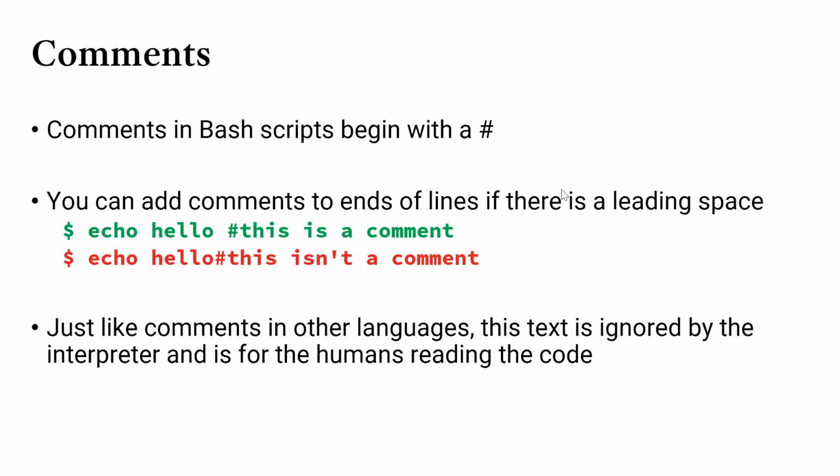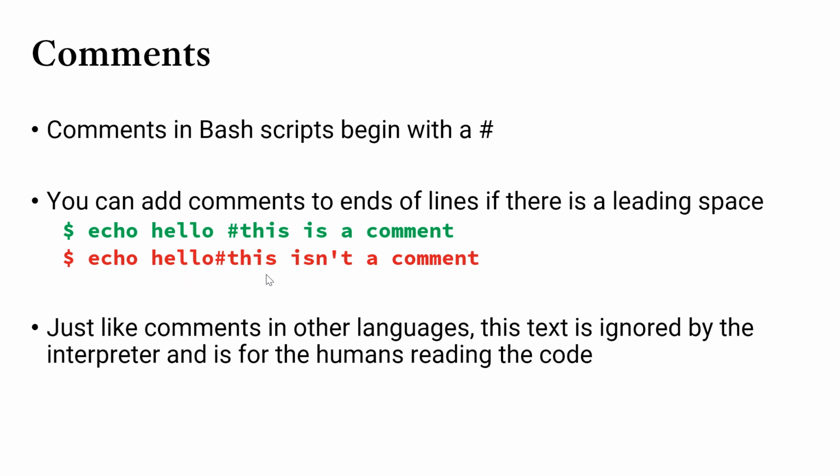Bash scripts can have comments. A comment in bash begins with a hash symbol. The hash symbol must be preceded by a leading space though. So if you had echo hello followed by a space and then a hash and then some comment, anything that comes after the comment hash is going to be ignored. I could have had a trailing space here, but I wanted to make it very clear that what's required is a leading space before the hash. If we didn't have a leading space, this wouldn't be a valid comment.